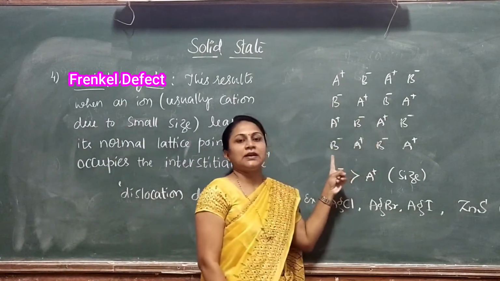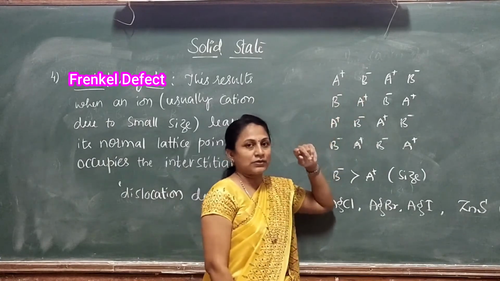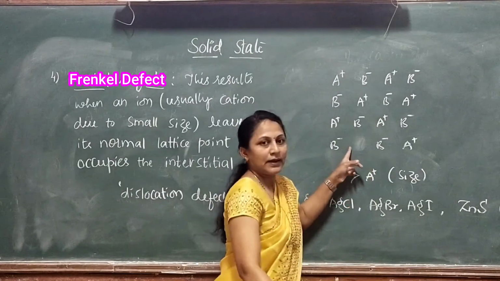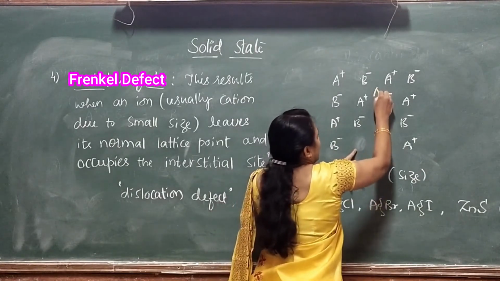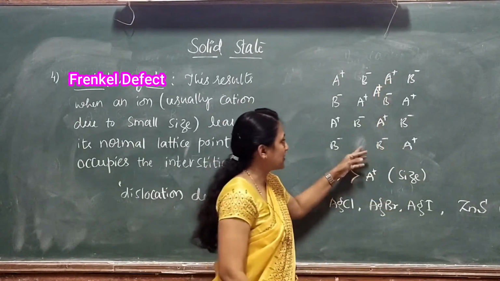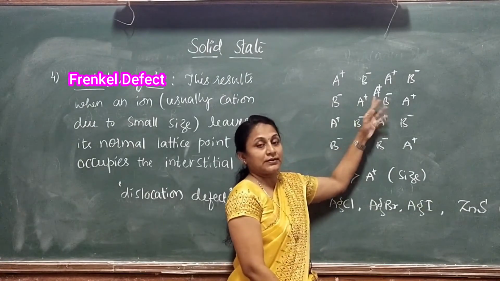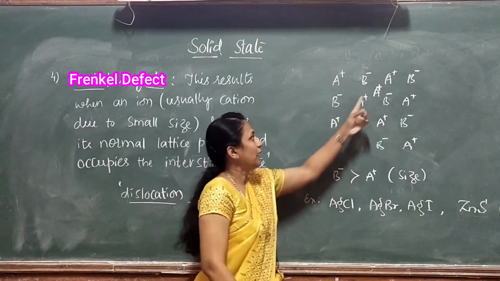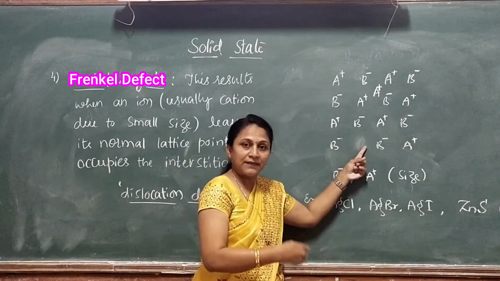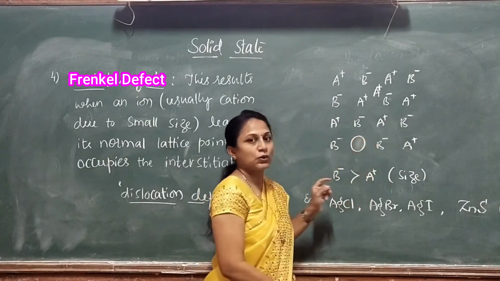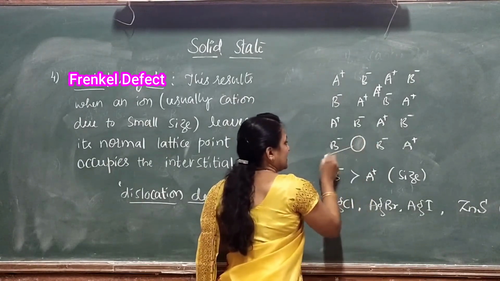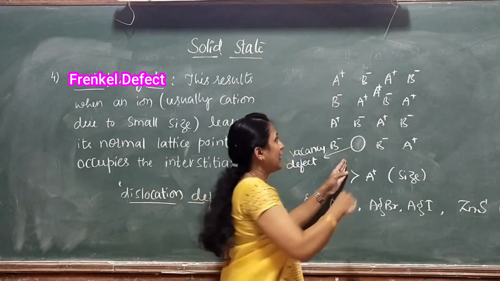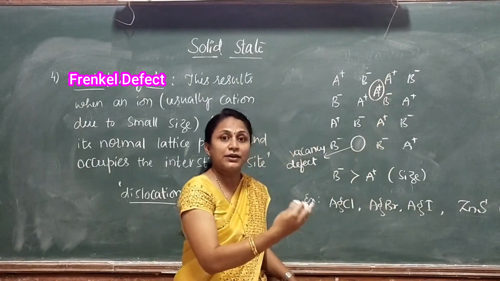See here, this is a crystalline ionic solid, positive and negative ions. Usually cation, because of its small size, let me consider this ion. It leaves its original site and occupies the interstitial site. It dislocates from its normal position to the intermediate position. That's why it is also known as a dislocation defect. Here, at the previous normal site, a vacancy is created. So it is a vacancy defect at its original site and interstitial defect at its new site.